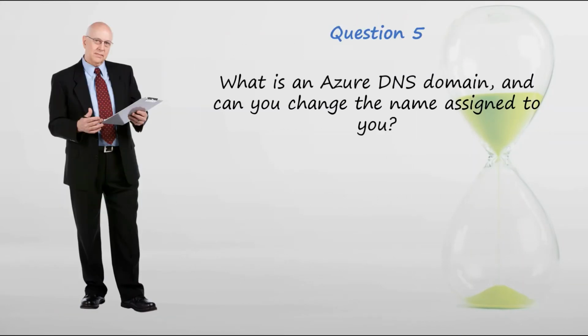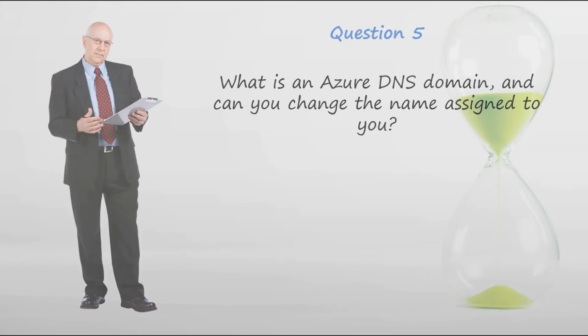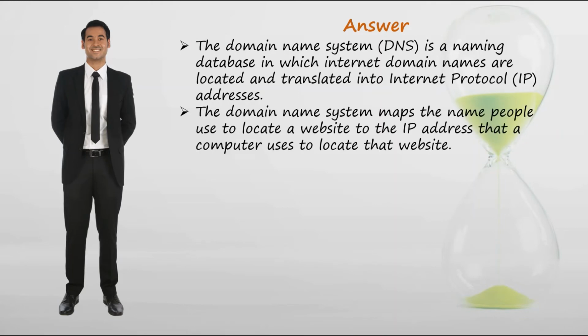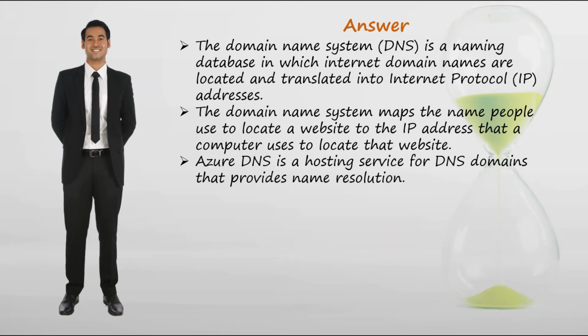What is an Azure DNS domain? And can you change the name assigned to you? The Domain Name System, DNS, is a naming database in which Internet domain names are located and translated into Internet Protocol, IP, addresses. The Domain Name System maps the name people use to locate a website to the IP address that a computer uses to locate that website. Azure DNS is a hosting service for DNS domains that provides name resolution.